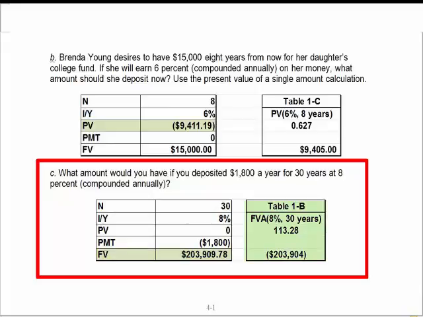The factor is 113.28. You come up with 203,904. As you can see, the table numbers are close, but not quite as accurate.